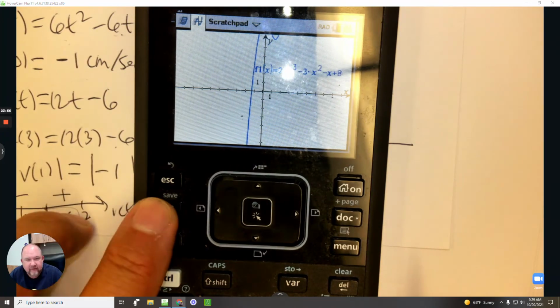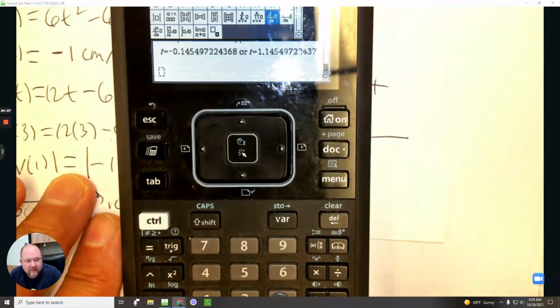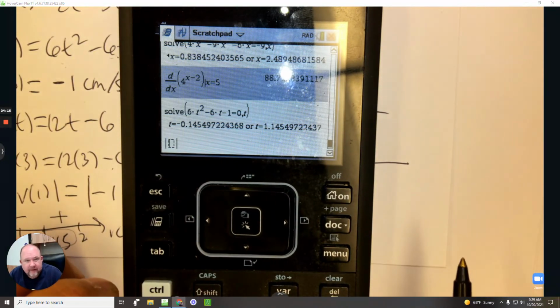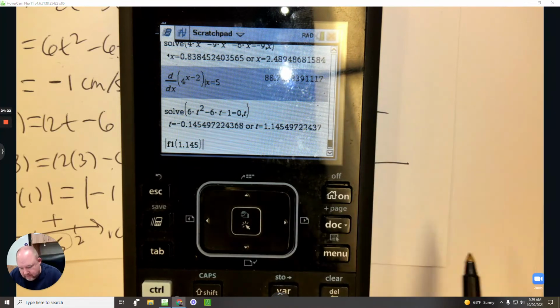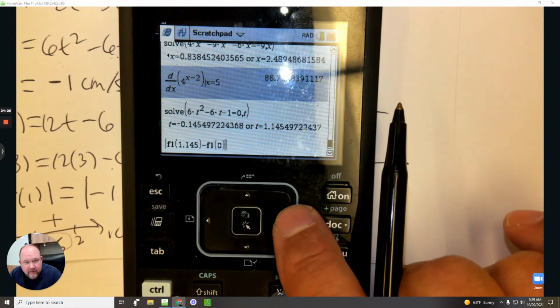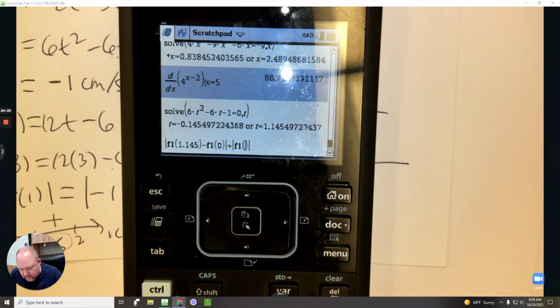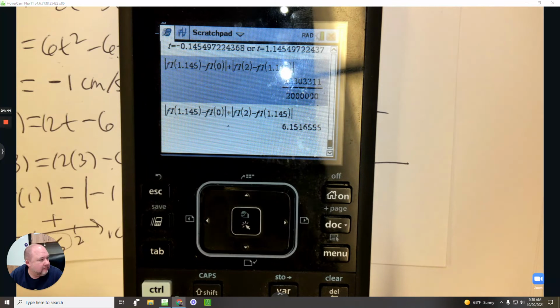Now that you press enter and it's in your calculator, come back here, and then you can plug in those values. So it's F1 at 0. Here, if you typed it in completely, press the button beside the 9, and get the absolute value button. And then type in what we just did. So F1 at 1.145, subtract F1 at 0, plus absolute value bars. And now it's F1 at 2, subtract F1 at 1.145, and then you have your answer. So 6.151.